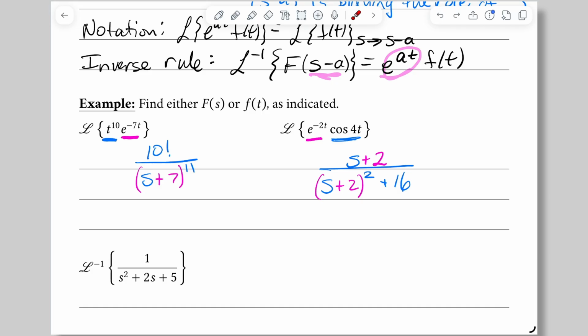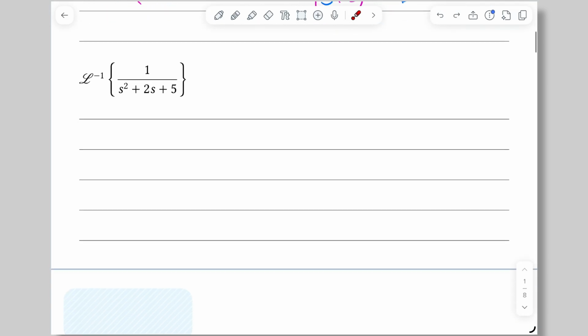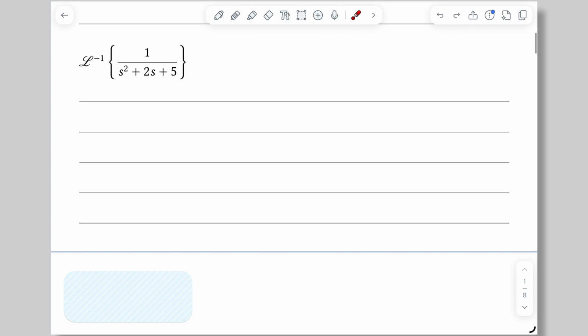Another challenge is that we need to remember that that plus 2 would need to be there in order for us to find an inverse transform. We'll see that in a future example. For now, we're going to find the inverse Laplace transform of 1 over 2s squared plus 2s plus 5.